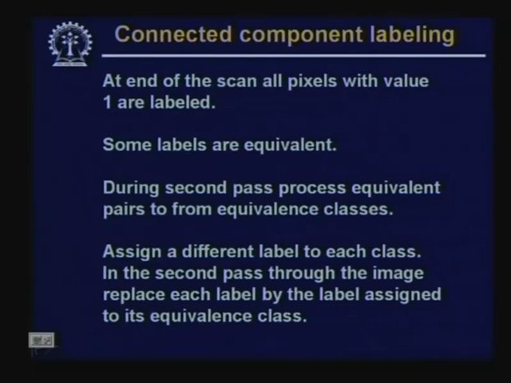In the first pass, you assign some labels and you generate some equivalence pairs or equivalence relations, and in the second pass you do the final labeling of the object points, where different pixels belonging to the same region will get the same label.